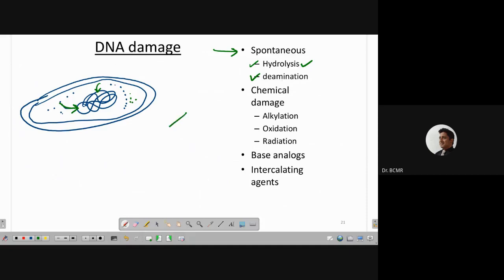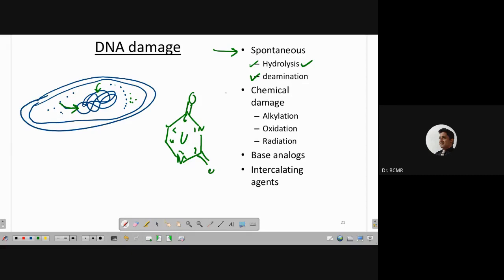Say for example, what we learned about uracil. Uracil is this, right? If you have a methyl group, then it is thymine. But assume that this methyl group demethylation happens. What is the group then? It is uracil, which is a damage, which is not a normal base within the DNA. So that's also DNA damage.